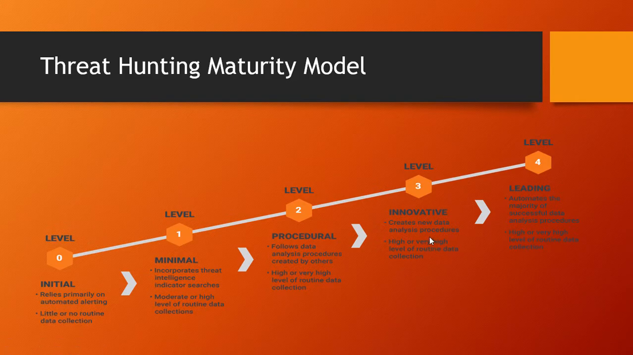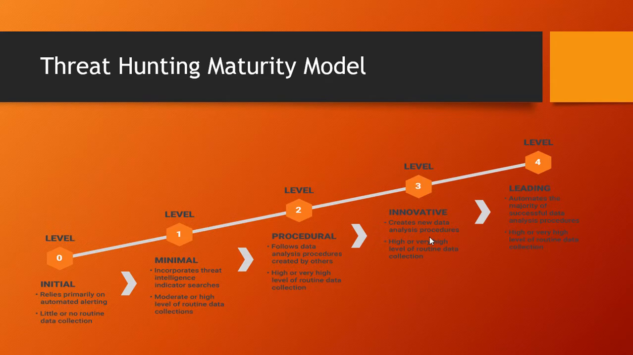Threat hunting maturity model 0, initial. At threat hunting maturity model 0, an organization relies primarily on automated alerting tools such as IDS, SIEM, or antivirus to detect malicious activity across the enterprise. This might create a signature or an indicator of compromise and inject it directly into a monitoring tool.